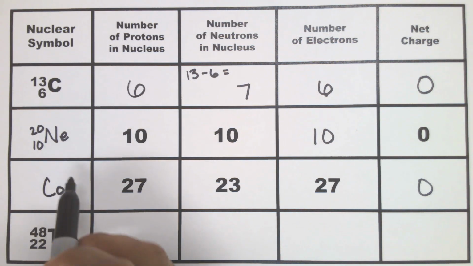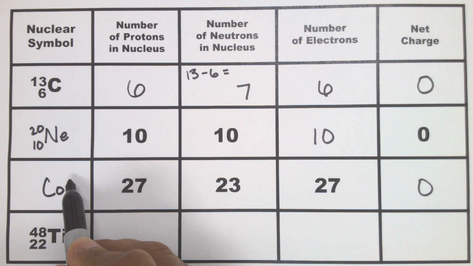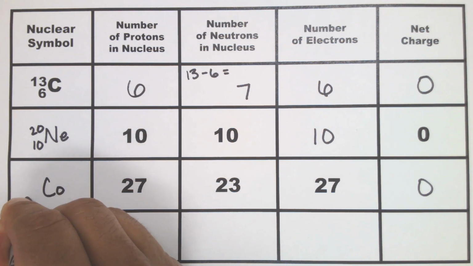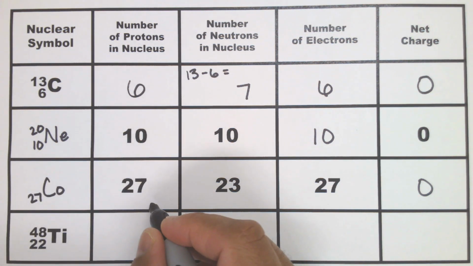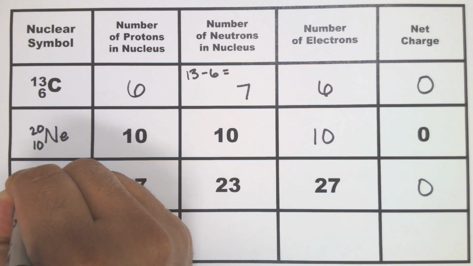Because there's no net charge, I don't need to report any net charge in the top right-hand corner. Our atomic number goes in the left subscript. And the mass number is the protons plus the neutrons. So 27 and 23 is 50.